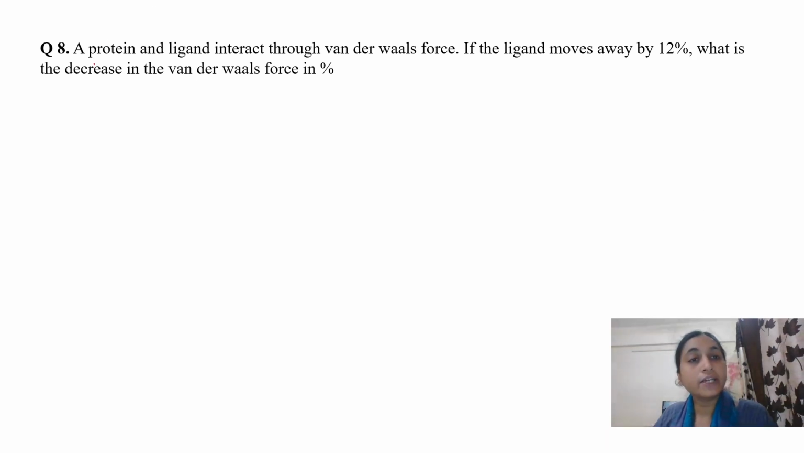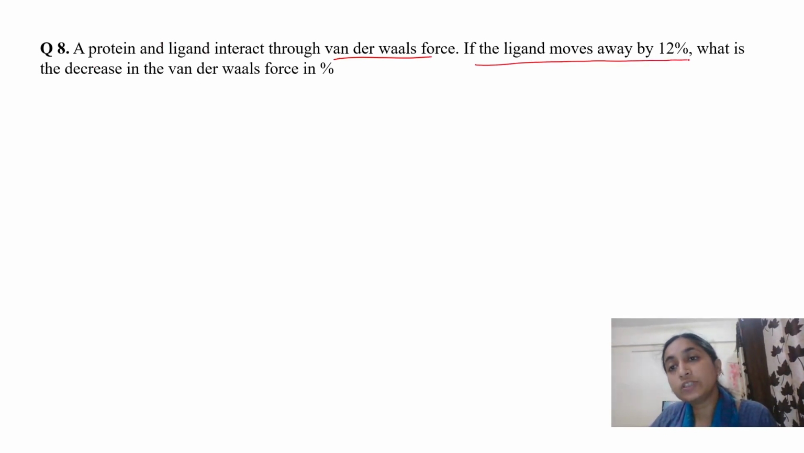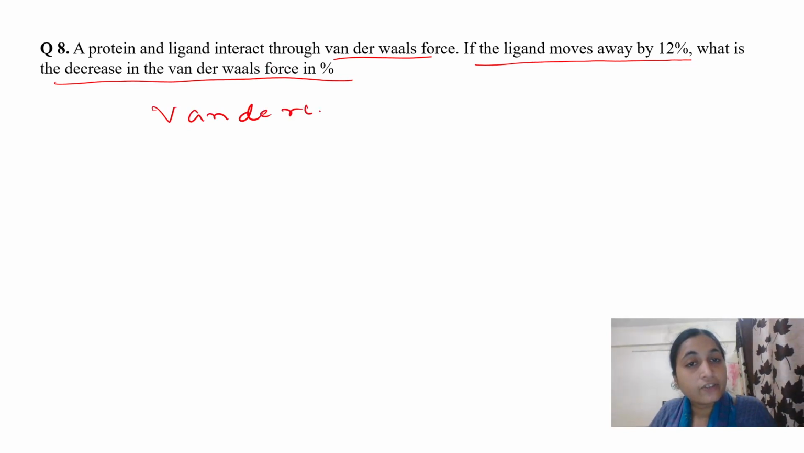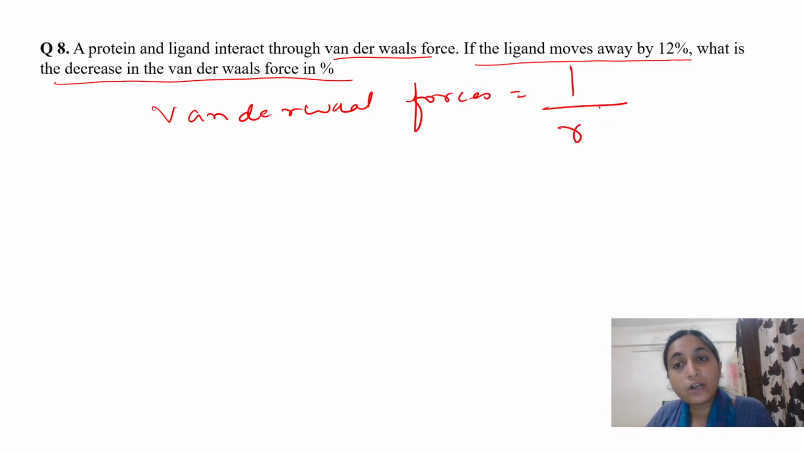In question number 8, a protein and ligand interact through van der Waals forces. If the ligand moves away by 12%, what is the decrease in van der Waals forces in percentage? So you all are familiar with this equation. Van der Waals forces is related to 1 upon r power 6.